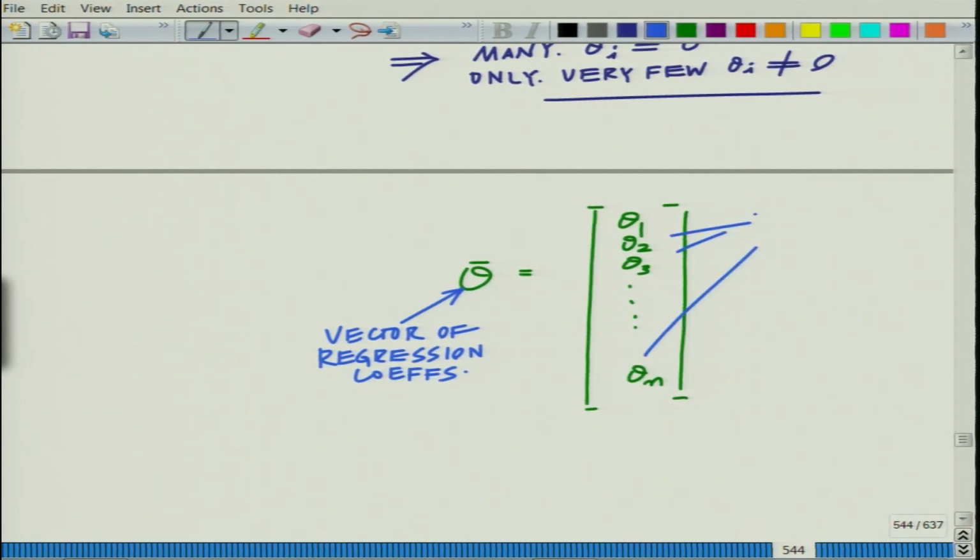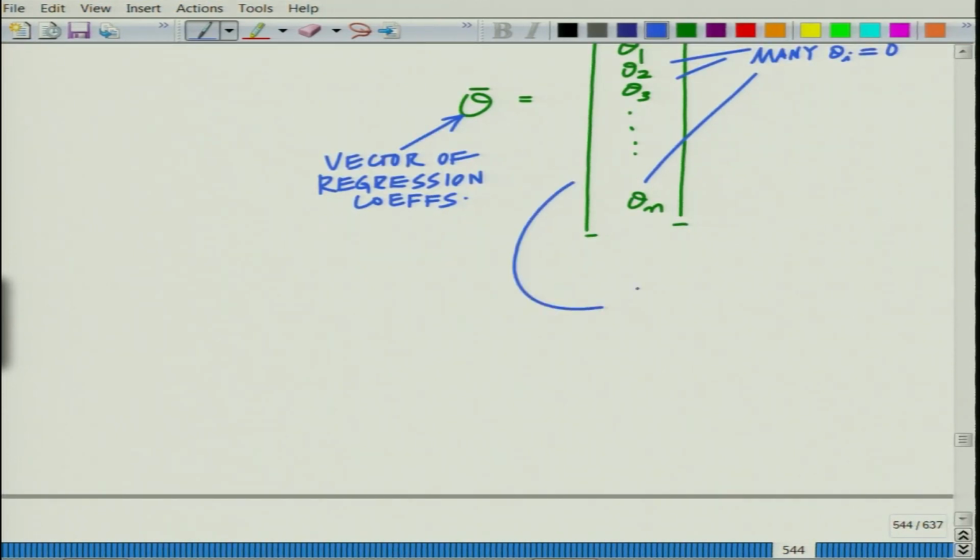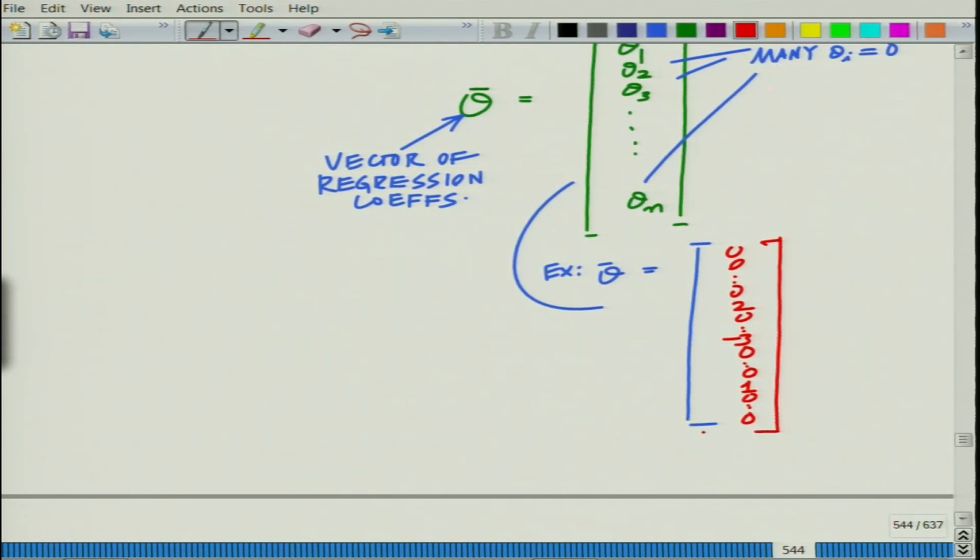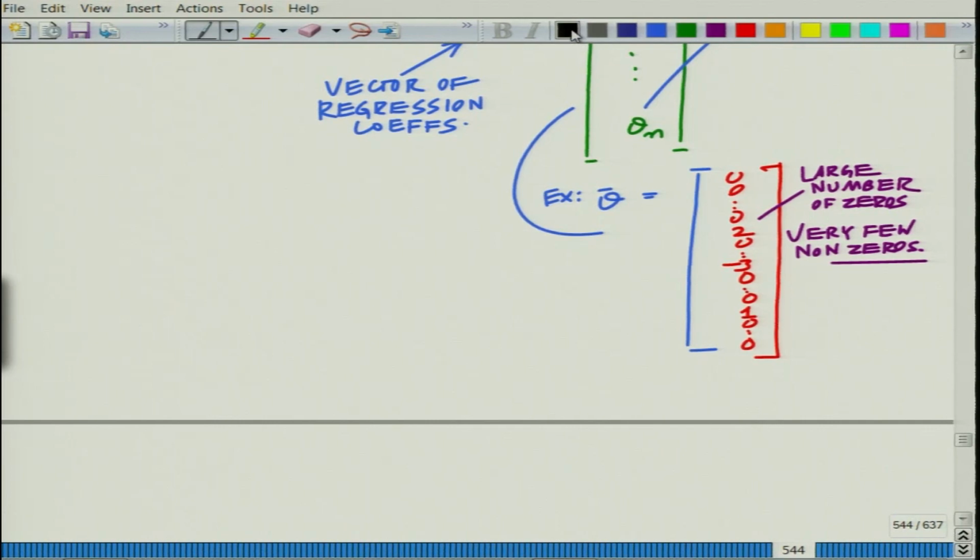So this vector looks something like this. For instance, theta bar equals a lot of zeros, maybe 2, 0, maybe minus 3, 0, 0, 0, maybe a 1, 0, and so on. So a large number of zeros and very few non-zeros. Such a regression vector is known as a sparse vector.